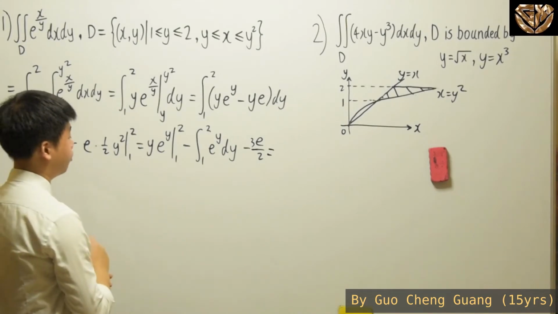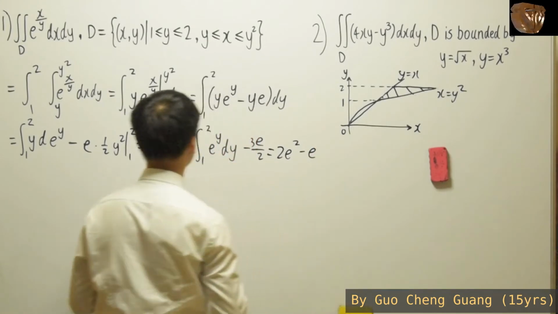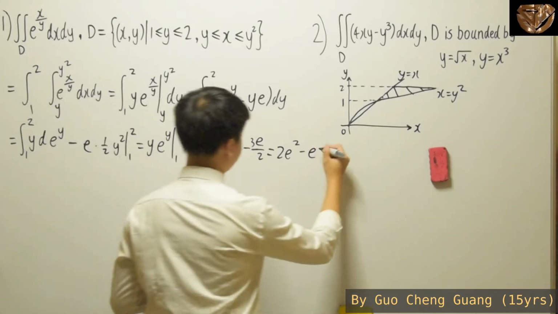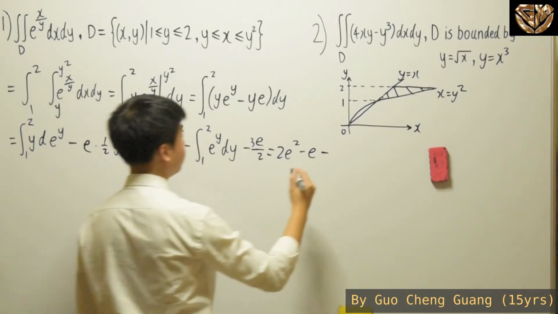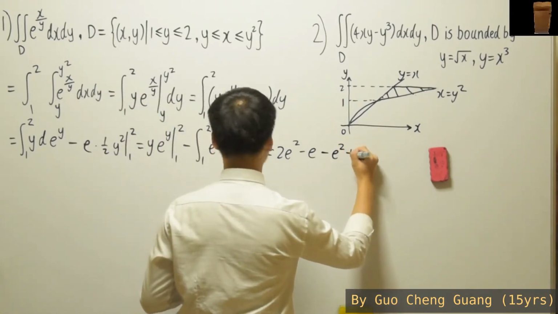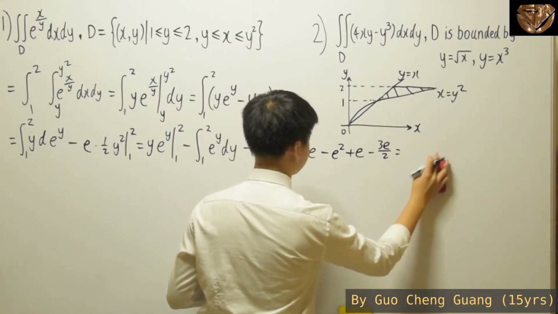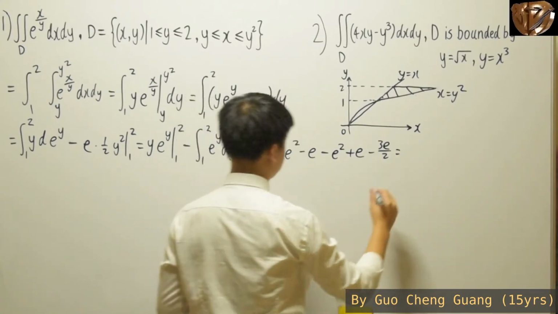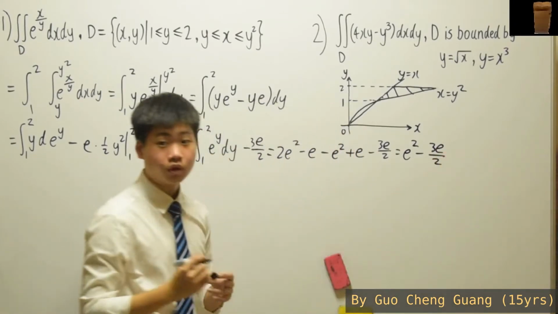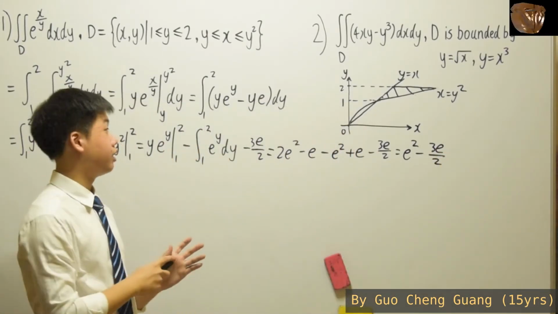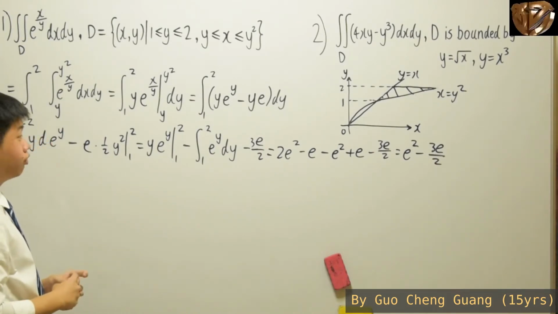So what's special about our first term? You'll have 2e squared minus e. For the next term, it'll be minus e to the power of y, substituting the values of 1 and 2, which is minus e squared plus e. And then minus 3e over 2. So your final answer will be e squared minus 3e over 2. This is the final answer you get for the first example: e squared minus 3e over 2.